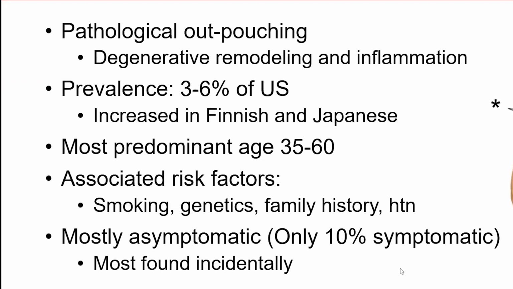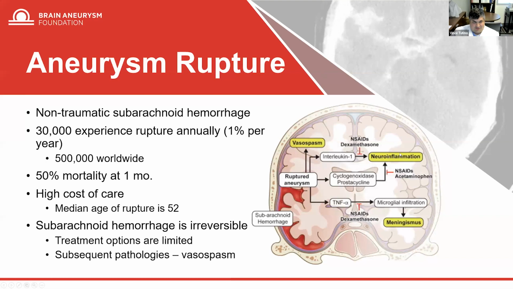And only a small fraction of them are symptomatic. Most of them are asymptomatic, and most are actually discovered incidentally, meaning that they're discovered almost by accident when a person is having medical imaging for other reasons, right? And why they are so important for us to study is because they can rupture and cause what's called a non-traumatic subarachnoid hemorrhage, meaning that it is bleeding into the brain that is not the result of trauma, like a car accident or some penetrative wound.